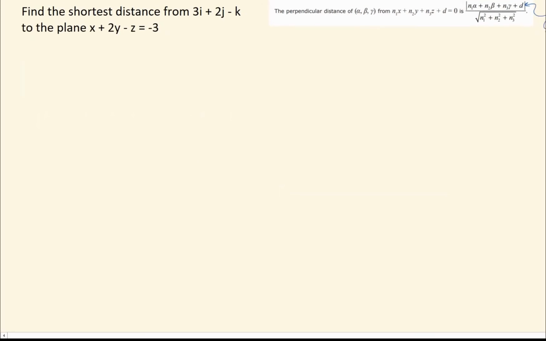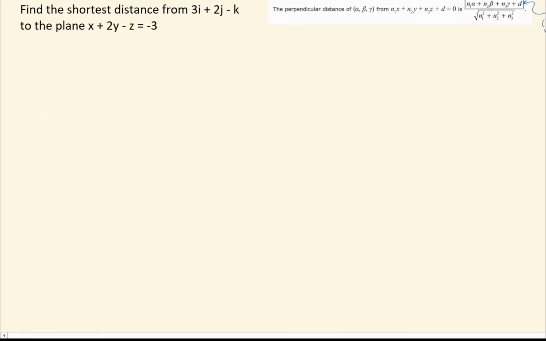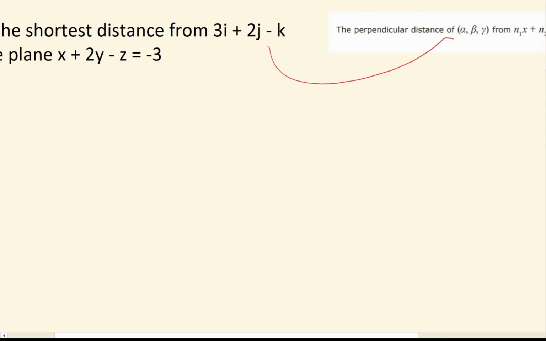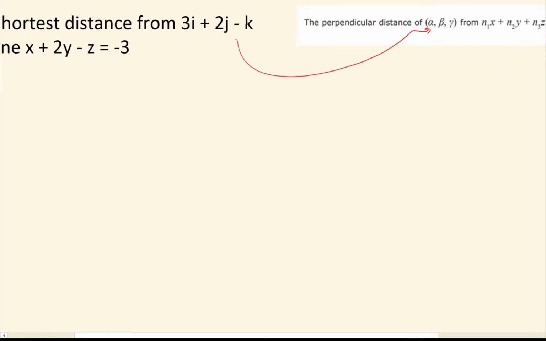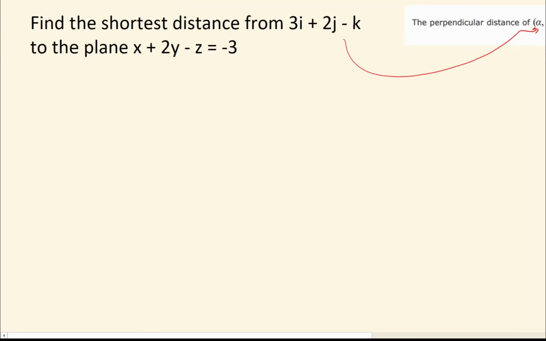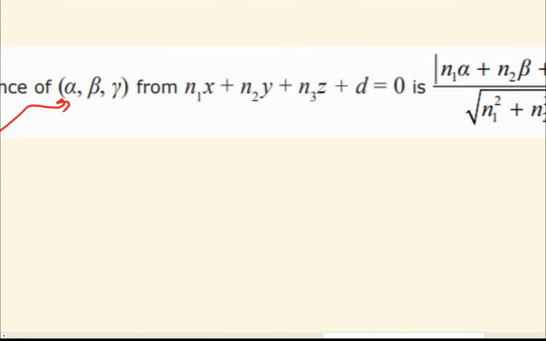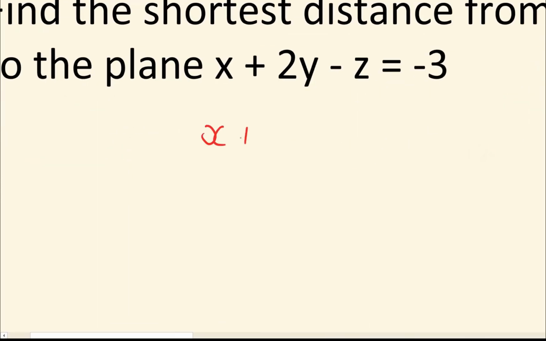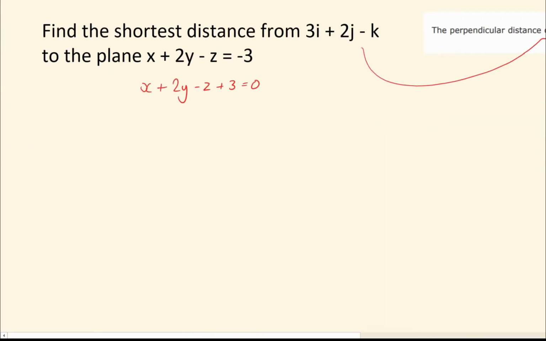I'll just give you one example of that. So we have our shortest distance between this point, which is going to be my alpha, beta, gamma, and this plane. I'm going to rewrite it to put it in this form where it equals 0 on the right hand side. So this is the same as x plus 2y minus z plus 3 equals nothing. And now we can just use our formula.